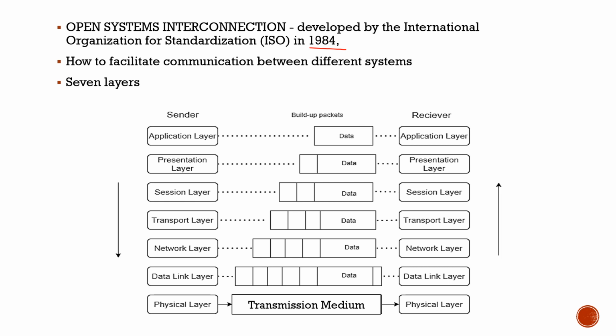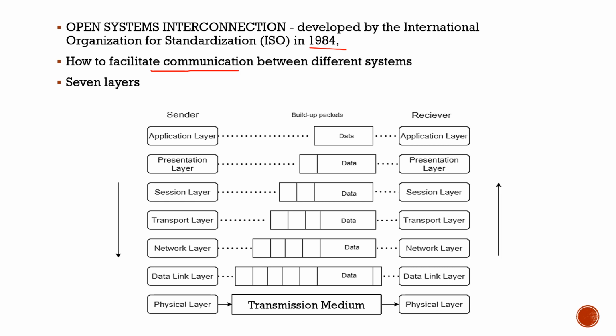For example, I am communicating with my friend. I need to send a message to my friend. So, the process of overall communication needs some model or architecture, and that is called the OSI model. It is not that we only use the OSI model for communication. We also use the TCP/IP protocol, etc. So, the OSI model is how to facilitate communication between different systems.